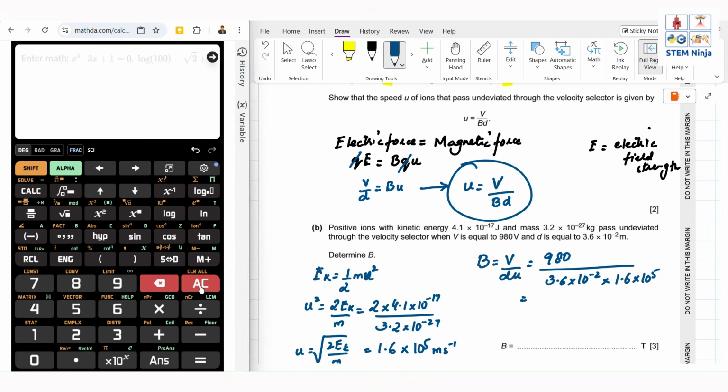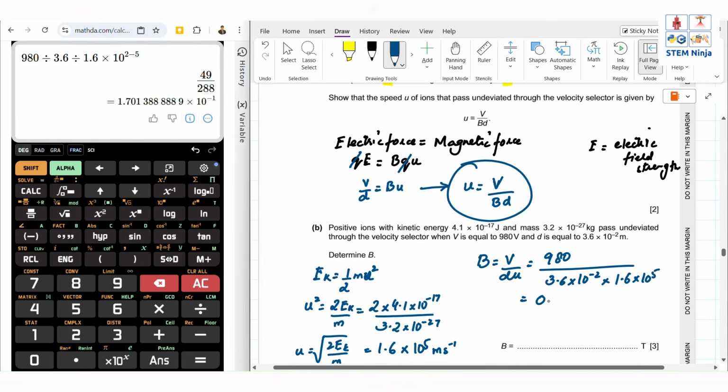So 980 divided by 3.6 divided by 1.6 times 10 raised to power 2 minus 5. So 1.7 or 0.17 Tesla. That's it.